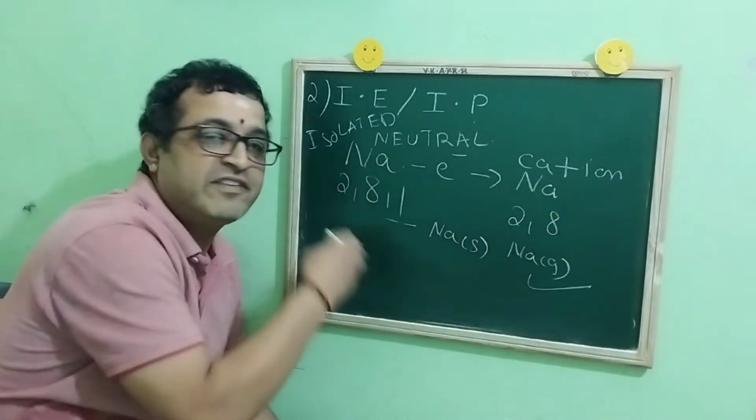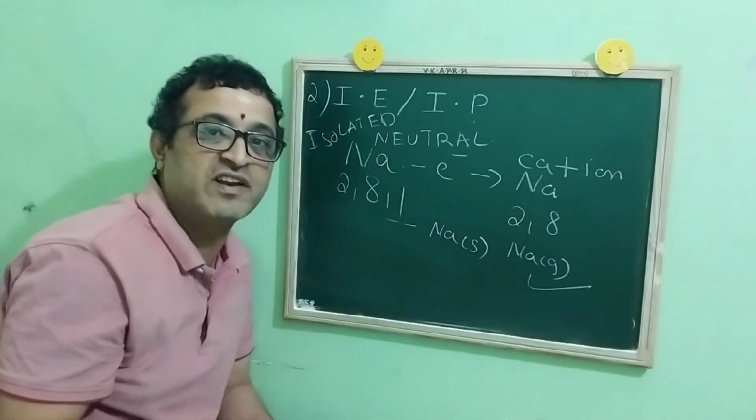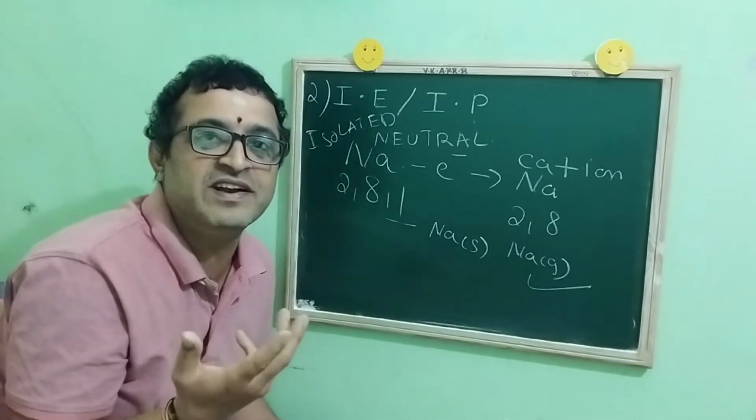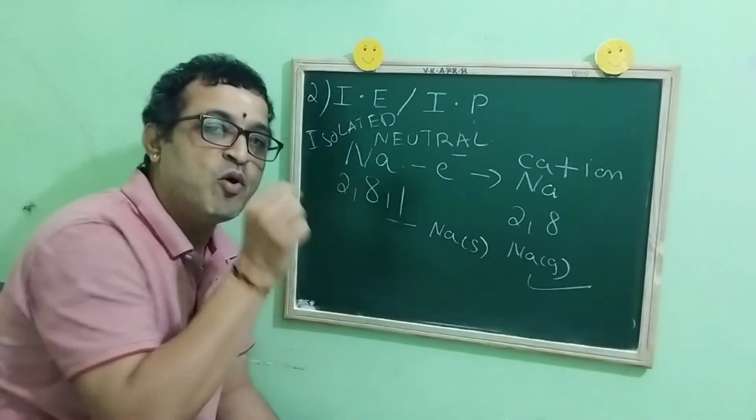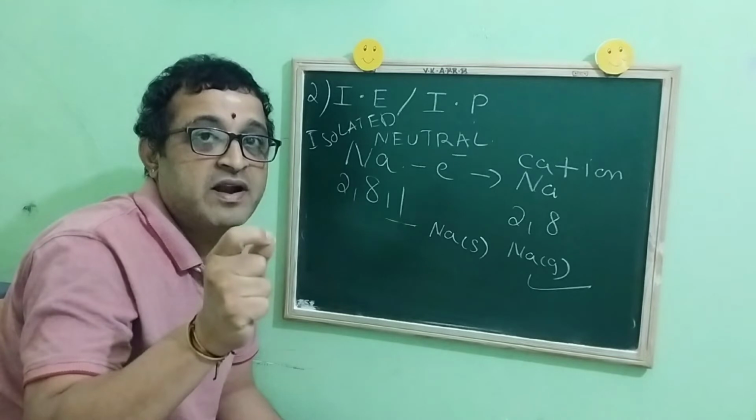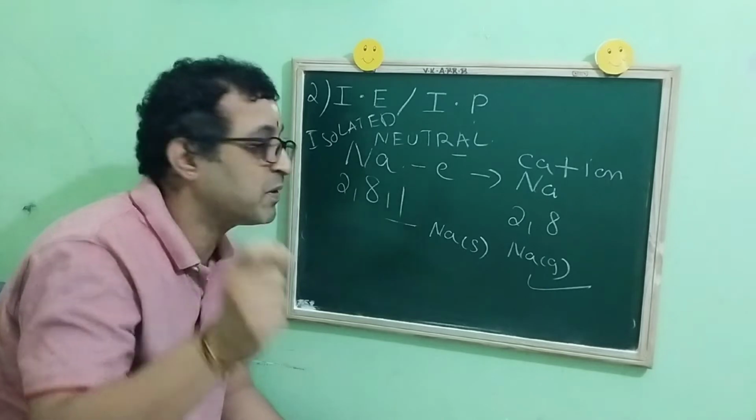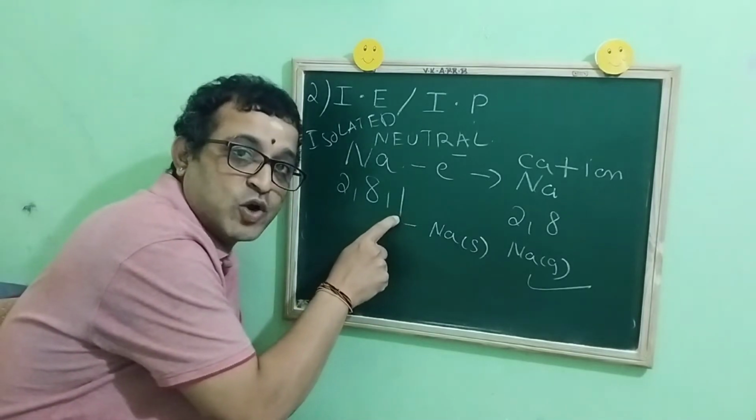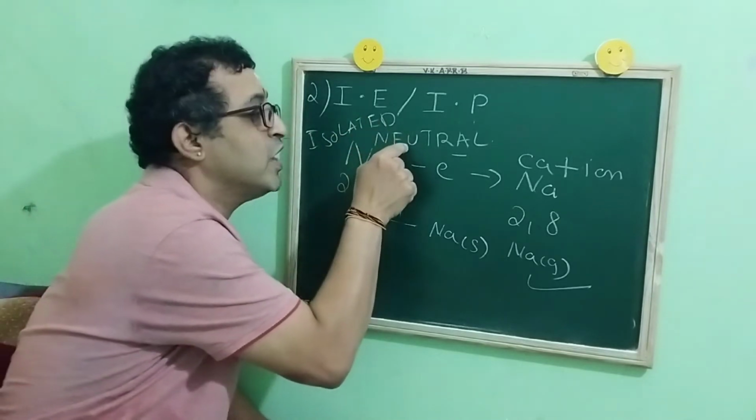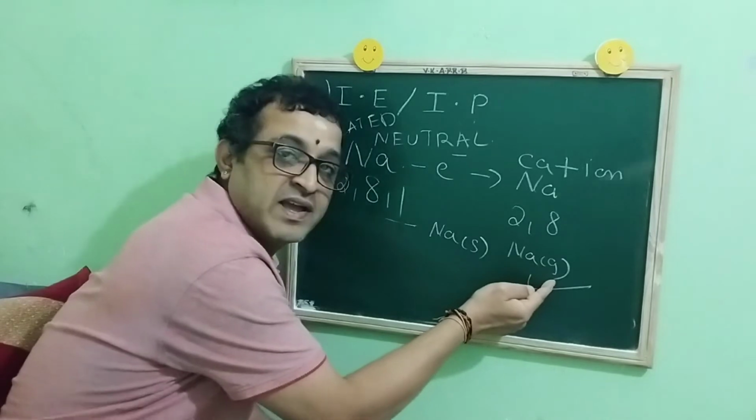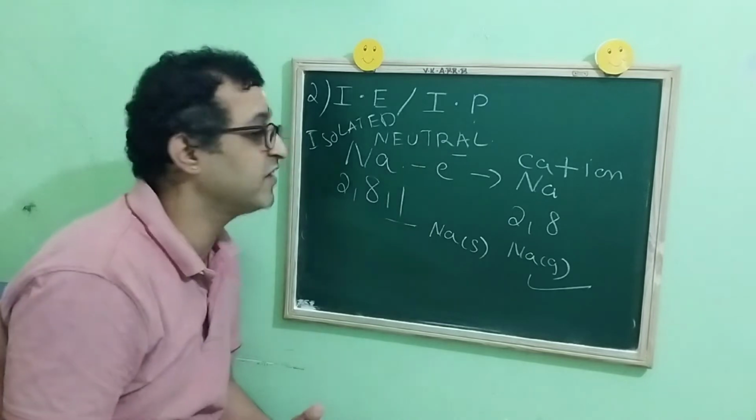Now, whatever the energy you are supplying during this process, that energy we call ionization energy. Sir, then what is the definition of ionization energy? Ionization energy is nothing but the amount of energy required or supplied to remove the outermost electron from an isolated, neutral atom. In what state are you removing? Gaseous state. After removing, what does it form? Cation.